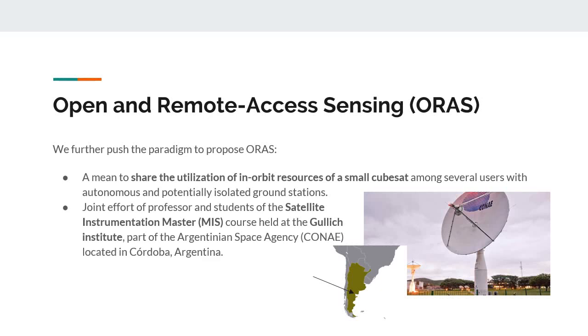Open and remote access sensing is basically a means to share the utilization of in-orbit resources of a small CubeSat among several users with autonomous and potentially isolated ground stations. I will discuss this in the following slides, how it is achieved and what is the particular objective of the ORAS project.